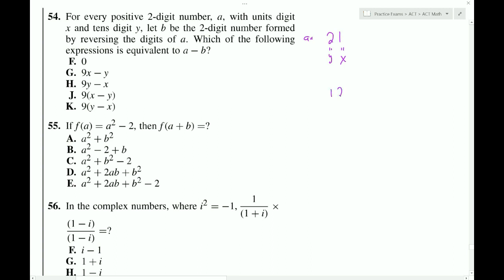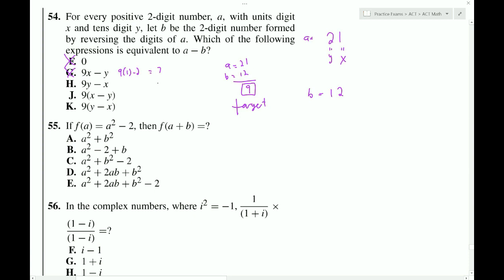Now if we switch the two numbers, we get 12, of course, reversing those digits. And that's supposed to be called B, right? And the question is asking which of the following is equivalent to A minus B. So in our case, A is 21 and B is 12. If we subtract them, we get 9. So now when we plug in our letters, we're supposed to get 9 as an answer, right? So 0, that one's out already. 9x, so x is 1 in our case, so 9 times 1 minus y. Y is 2. So 9 minus 2 is 7. That doesn't work because our target value is 9.